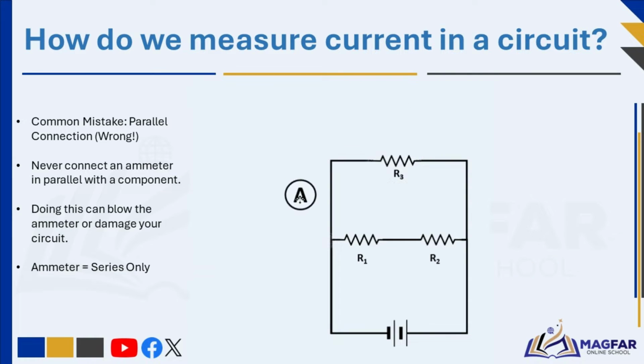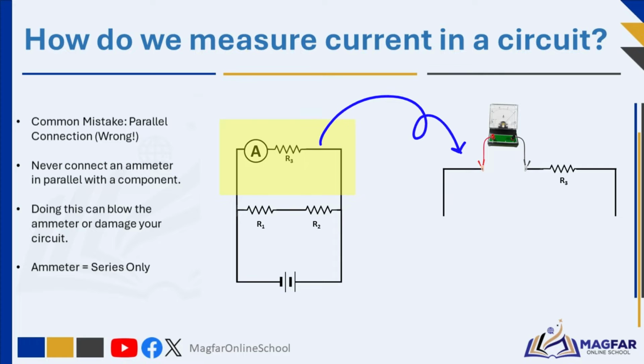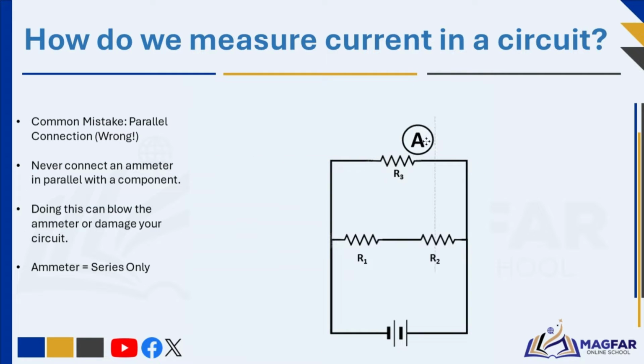An ammeter must always be connected in series with the part of the circuit you want to measure. That means the current must flow through the ammeter. For example, if you want to measure the current flowing through resistor R3, you need to insert the ammeter into the circuit at that point. One lead goes to one side of the ammeter, and the other lead to the other side. The current then flows straight through the meter. It doesn't matter whether you place the ammeter before or after R3, the current going into R3 is the same as the current coming out, so either side works.